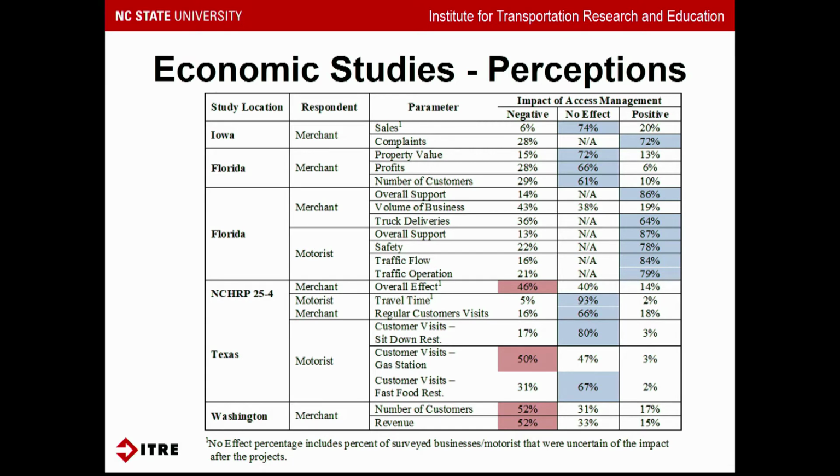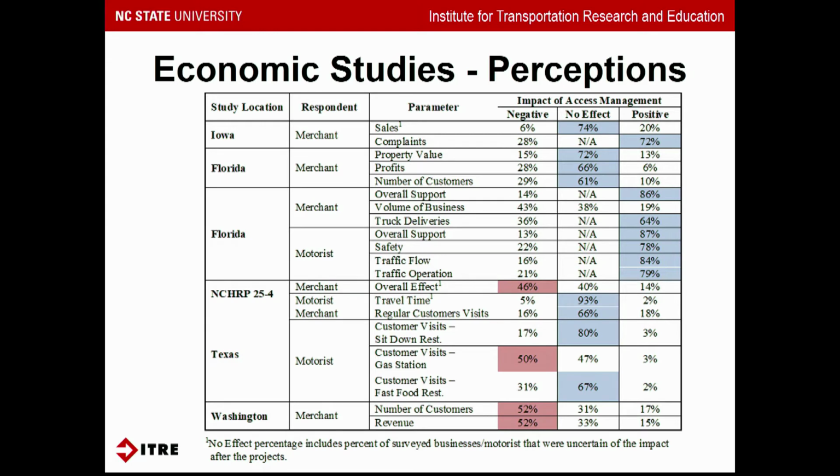Iowa, Florida, Texas, and Washington were the primary places we were looking. And kind of blue representing no effect or positive, we think of those in the same light. We don't want to cause some negative impact. And then red, kind of a negative impact. And there were several studies that were done here, but I really like the Texas study because it talks about customers at specific types of locations, such as gas stations, fast food, and it does a little bit of a breakdown.